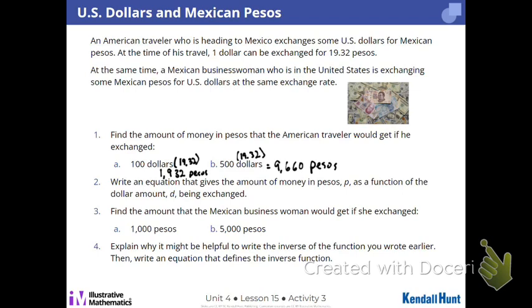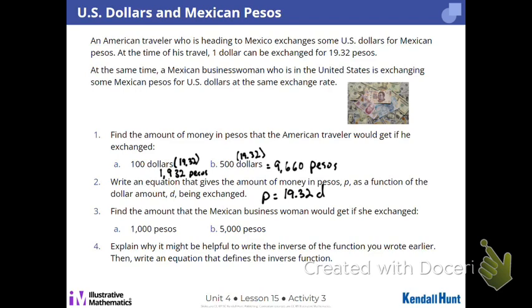Elsa? Just nice and loud. That's 19.32D. Yep. If I take 19.32, multiply it by my dollars, I always get my pesos. All right, number 3, who can tell me how to get from pesos here to dollars?